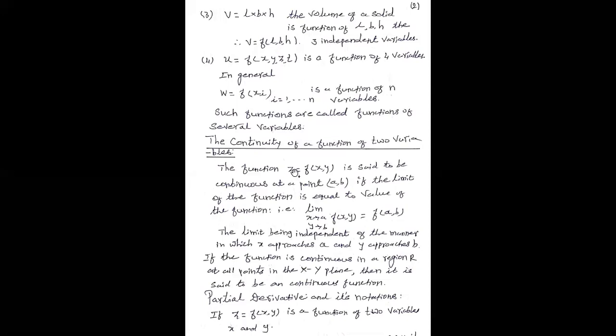Now here, z is equal to f of x y. x and y are the independent variables and z is a dependent variable. For every pair of independent variables, if we get a unique value of z, then that z becomes a function of two independent variables x and y, and such a function is said to be continuous, that we have seen.